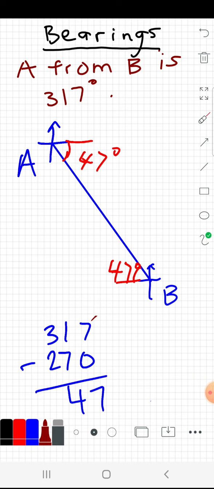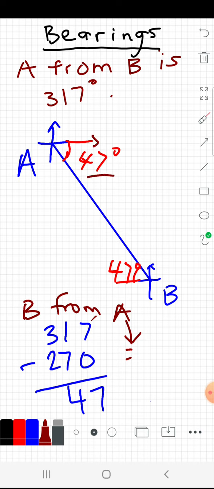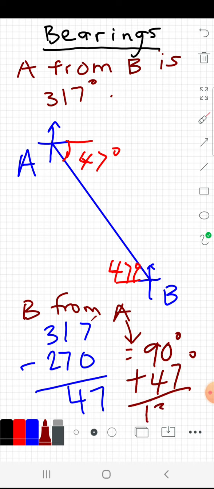So now we want to get the bearing of B from A. B from A. So the bearing of B from A will be 47 degrees plus the last bus stop. The last bus stop is 90 degrees. So I have 90 degrees plus 47 degrees, and that will give us 137 degrees.